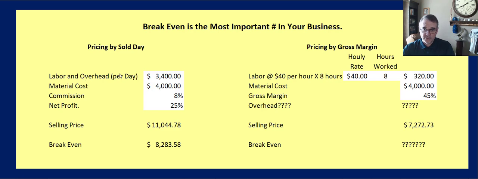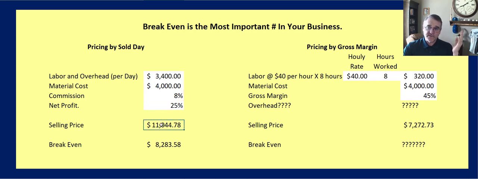So you've gone through your profit pricer, and you understand whatever mechanism you're using to come up with your sold day labor rate or your cost, your break even, basically, for your labor and your overhead per day. So what is your break even for labor and overhead per day? Let's say it's $3,400. Your material cost on a job is $4,000. And let's say you're going to have a commission of 8%, and you're looking for a 25% net.